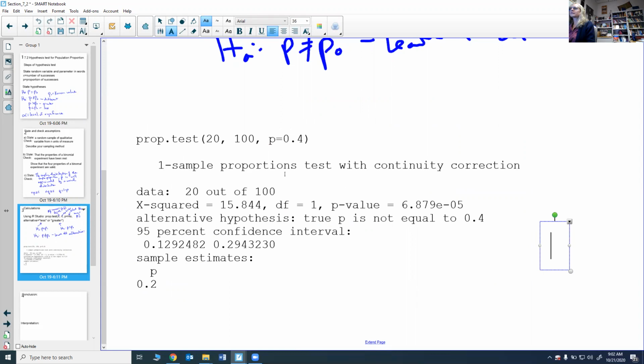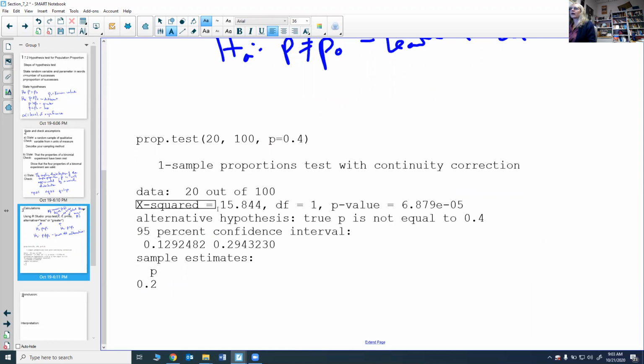It does tell you it's a one sample proportion test with continuity correction. Don't worry about what that means. It just means that it does a little bit of a calculation to kind of say we have continuity on our graph, which we don't, but we still do that. Then the data, it's telling you the data is 20 out of 100. So the 20 was what you typed in, how many you found, out of the 100, that's your sample size.